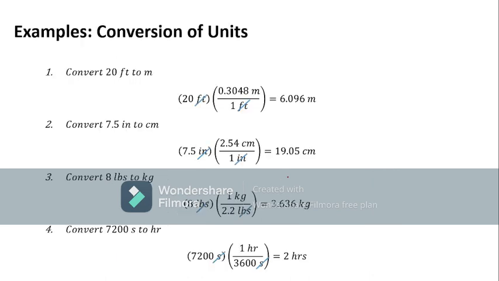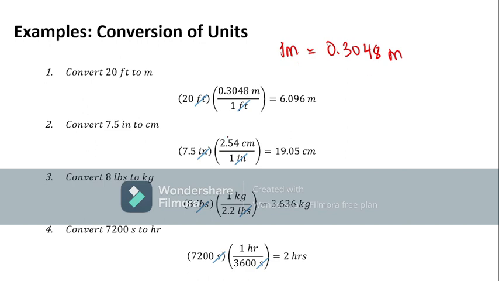Now, let's have an example here. Convert 20 feet to meters. So we need the conversion factor that will convert feet to meters. So we know that 1 foot is equivalent to 0.3048 meters. So we will use this one in order for us to convert the feet to meters.